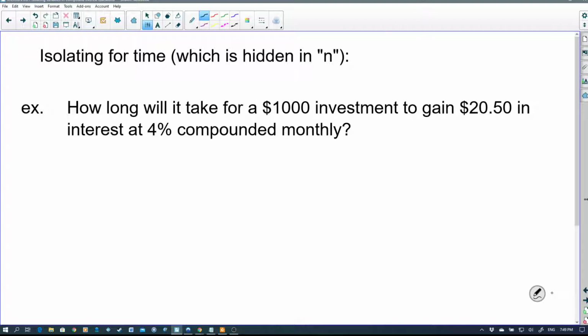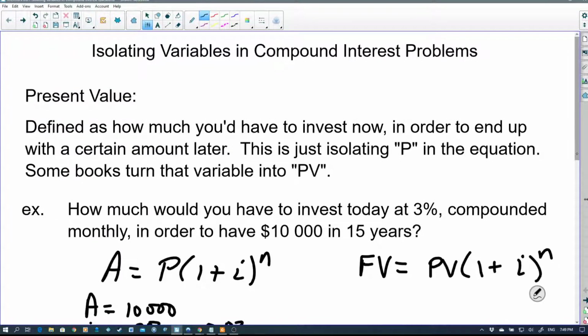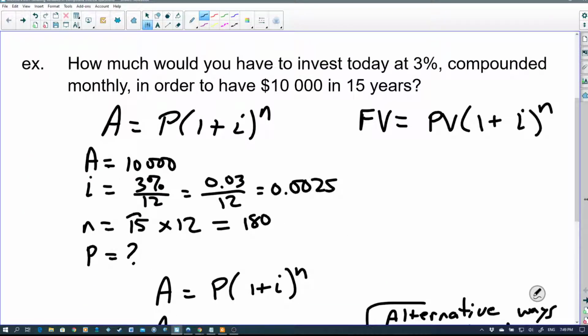So here's an example. How long will it take for a $1,000 investment to gain $20.50 in interest at 4% compounded monthly? So as soon as you see a how long question, that is a time value. Time is hiding inside of n. We're going to isolate n first. Well, actually, I can explain it now. If we go back one slide, look at where the time value came into play. The 15 years was right here, right? So that's why it's hiding inside of an n.